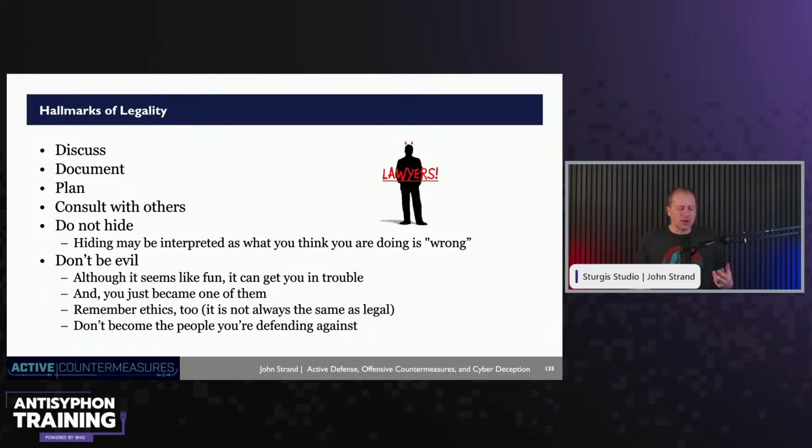So if we're looking at the hallmarks of legality, what are the things that we think have to be in place to make sure that we're not violating the law in the actions that we are taking? We need to discuss what we are doing. We need to go through and have conversations. We need to document what we are doing. We need to come up with a plan, consult with others. We don't want to hide. If you're in a new area of law and you're hiding what you're actually doing, the judges and the courts and the juries will take that as though you knew what you were doing was wrong, and they're going to hold you accountable for it.